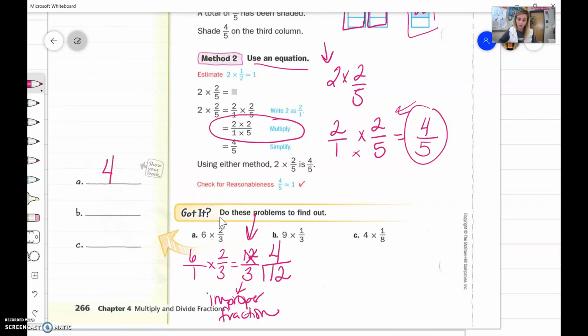Okay, so my answer is 4, because I know when I finish this out, I'm going to get 0, so I get 4 as my whole number, which happens. You can get that. Okay, let's take a look at the next one.